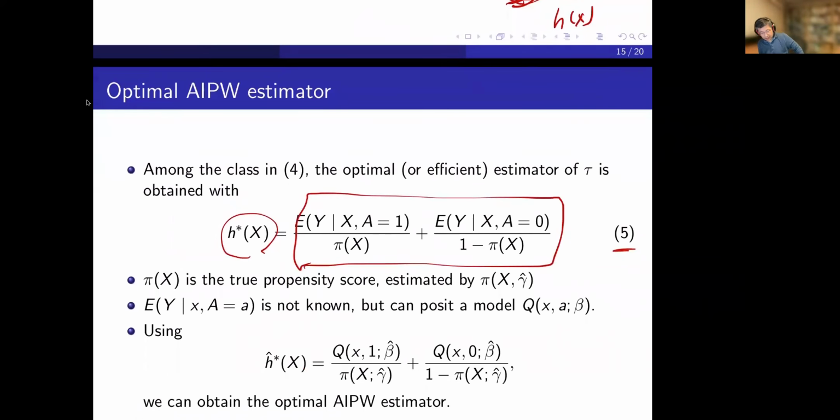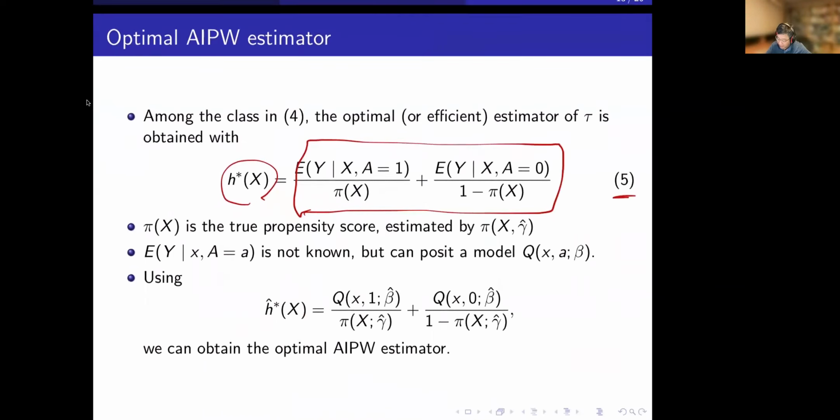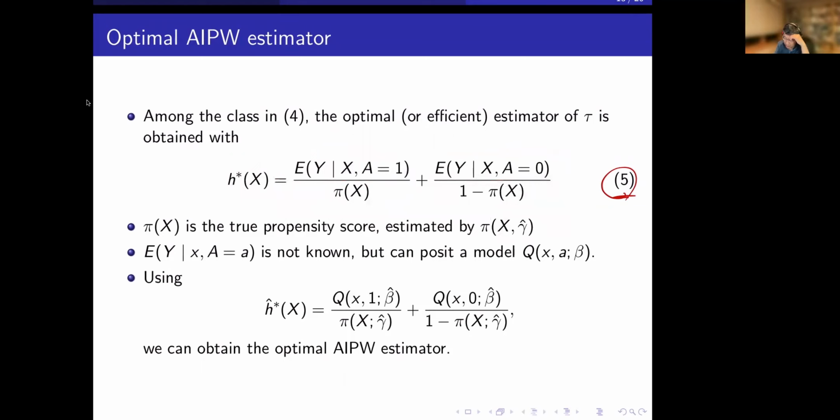The solution to this kind of problem is that the optimal solution h star has this form. That means the numerator part is an outcome model, and the denominator part is kind of a response model, I mean the propensity score. I'm going to explain this a little bit soon, but let me just assume that this is acceptable, so we accept that this is optimal.